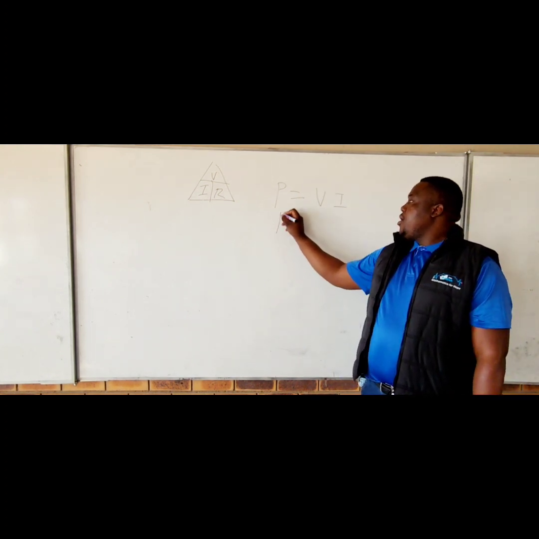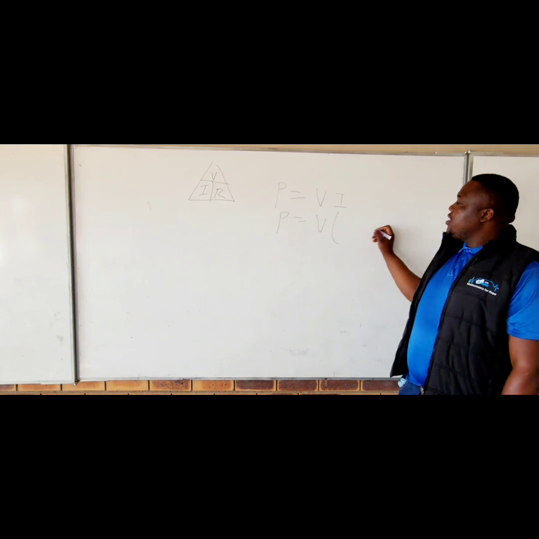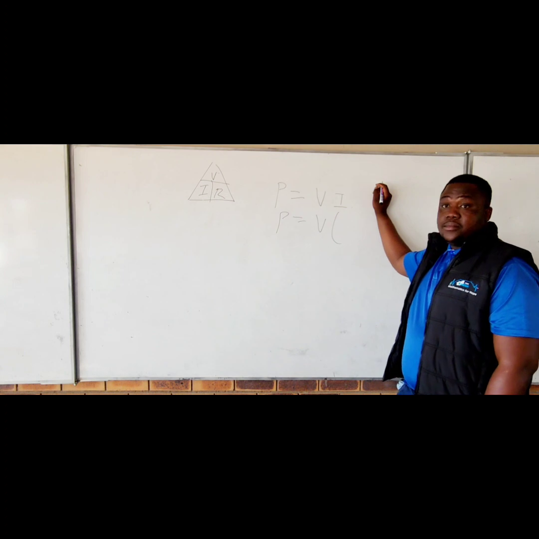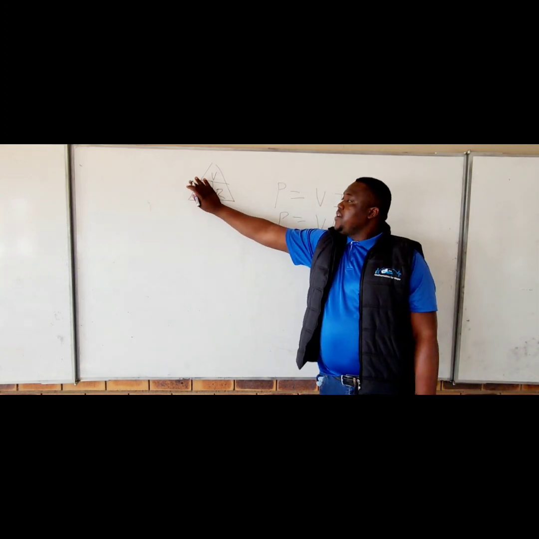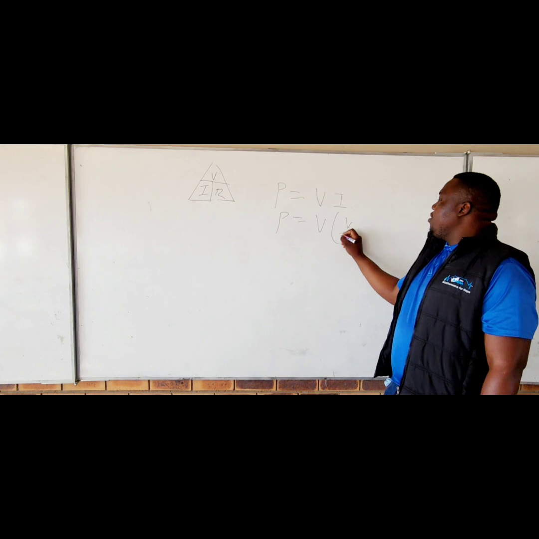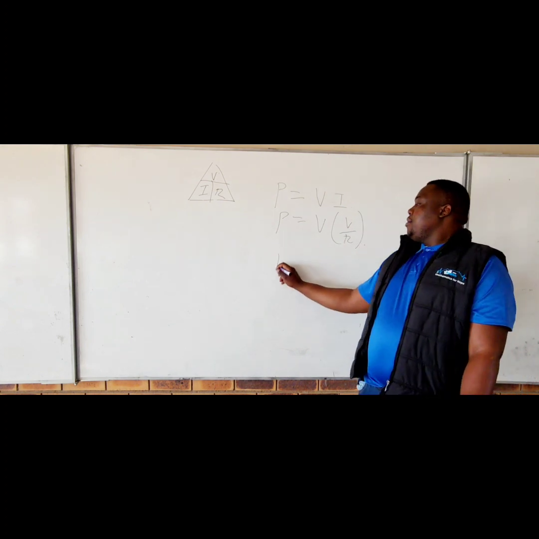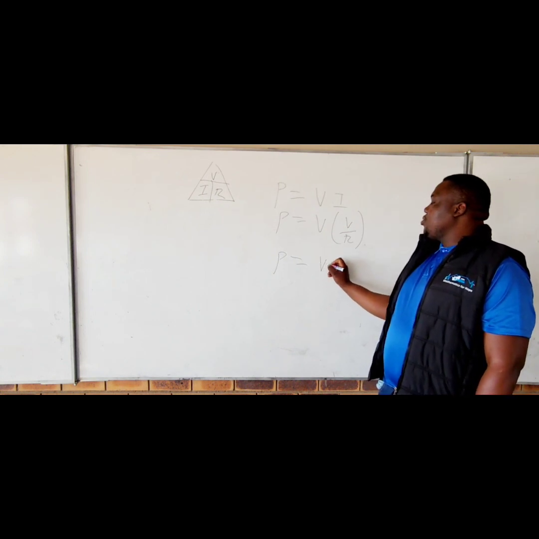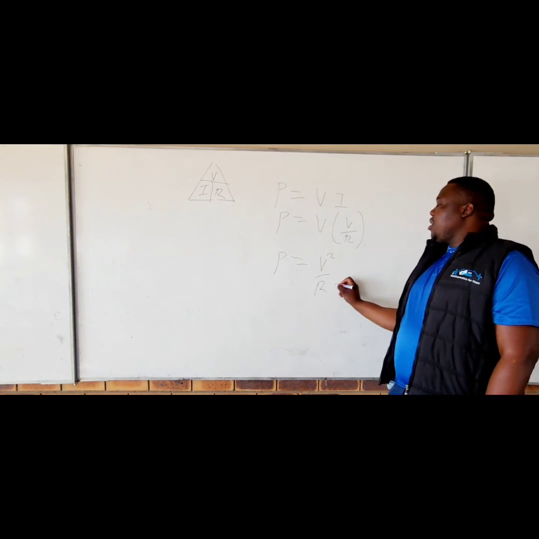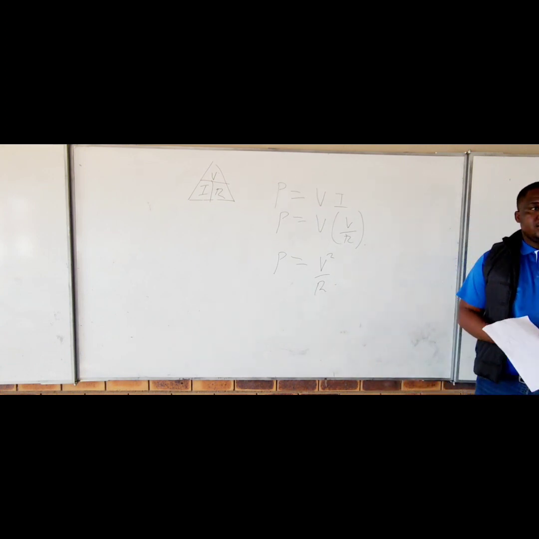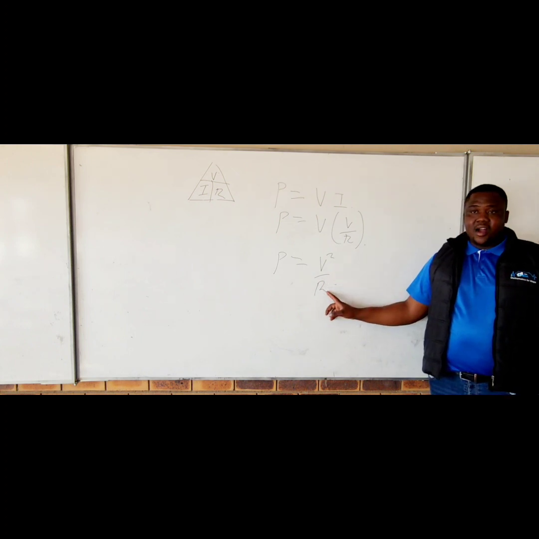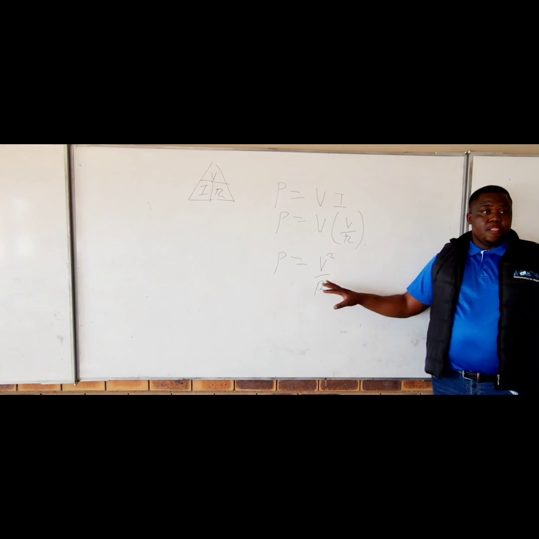We're going to have power is equal to V I. Then let us replace I using Ohm's law. I is V over R. So we're going to have V over R, meaning that power will give us V multiplied by V over R. This will give us V squared over R. So this is the derivation of the formula of power. Meaning that power is equal to V squared over R. You understand, right? So this is how we calculate for power.